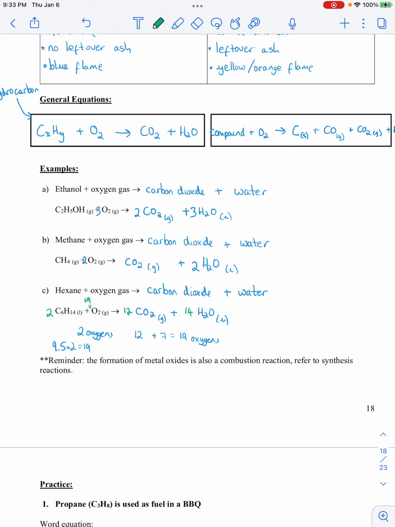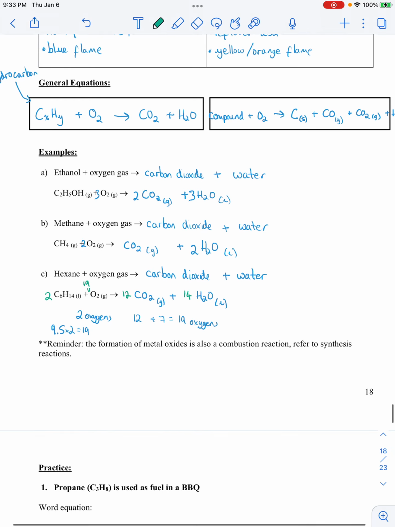Okay, and we can double check that and it'll be balanced. I've got 12 carbons on the left, 12 carbons on the right. I've got 28 hydrogens on the left, 28 on the right. And I've got 38 oxygens on the left, with 24 plus 14 is 38 on the right. So that's balanced. That's often the trickiest part of many of these questions.